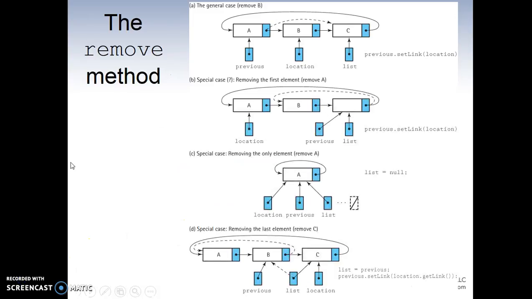So let's look at the remove method. In the general case, we want to remove B. So location identifies this is B, right? And when we use remove, we're relying on previous, because we need to set the pointer of previous to location.getLink, which is the one next to location. Like previous.setLink.